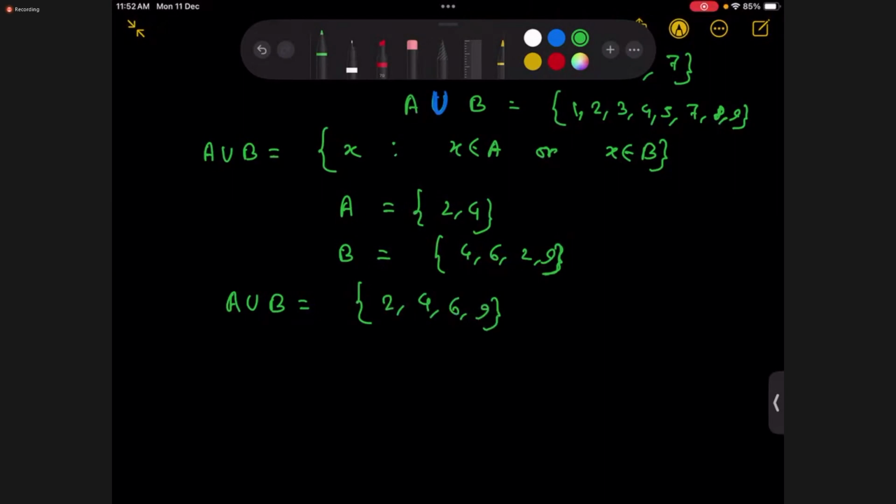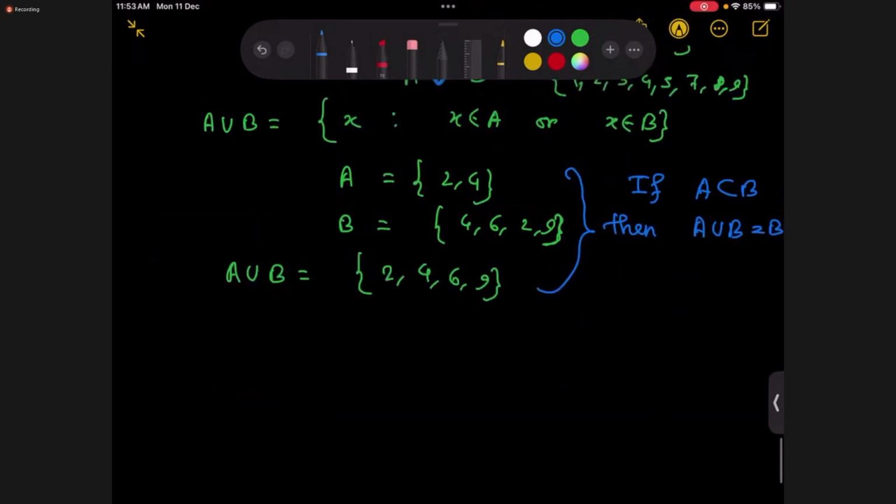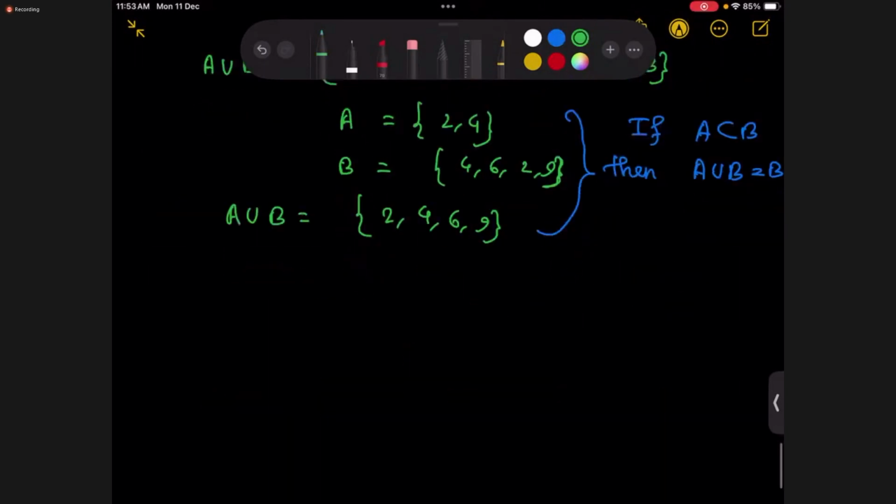So this is our A union B, and by this we have found one thing: if A is a subset of B, then A union B equals B. And vice versa, if B is a subset of A, then A union B equals A. That is nothing much important; you can deduce this thing.